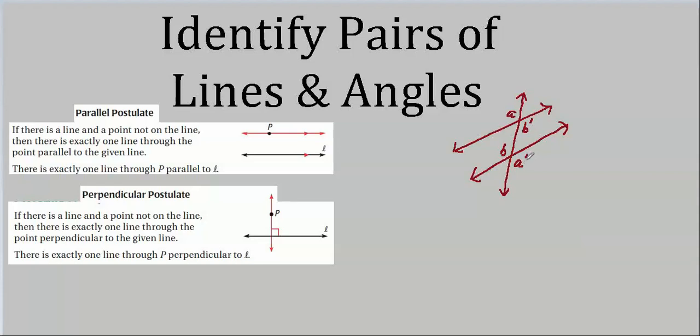Well, you see we have one pair type left, don't we? What about these two? I guess I'll call that C. C and B, what are they? Consecutive interior angles. Okay, that's our vocabulary. A and B, corresponding angles. B and B prime, alternate interior angles. A and A prime, alternate exterior angles. B and C, consecutive angles.